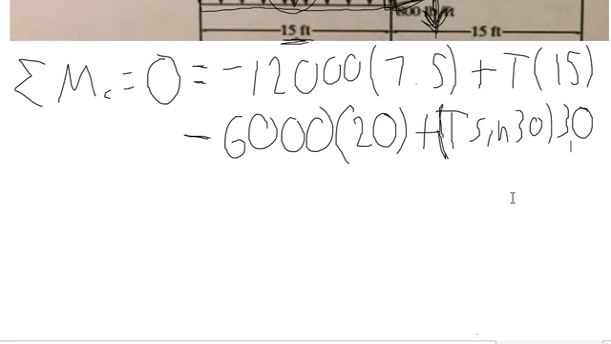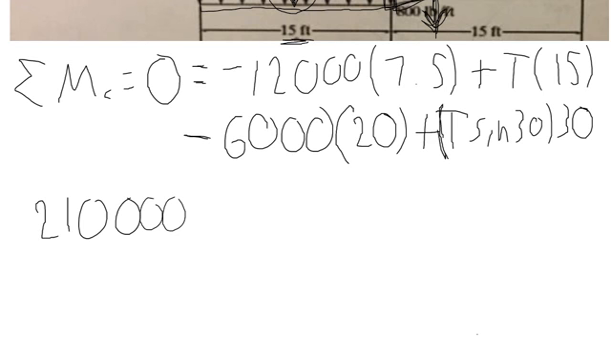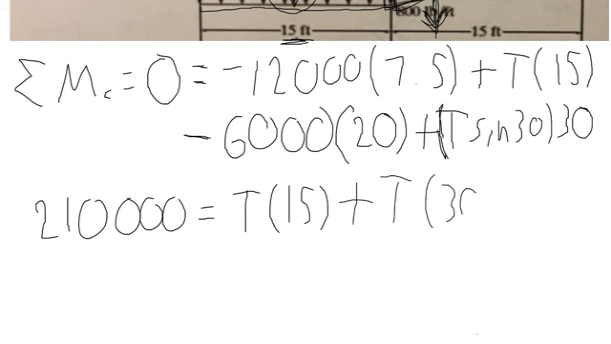When you take a second to look at this equation, there is only one unknown, which makes it very nice. We have one equation and one unknown, so this can be solved fairly simply. So we'll add the two terms without a T in them to the other side, and when you multiply 12,000 times 7.5 and add it to 6,000 times 20, you're left with 210,000. That is equal to T times 15 plus T times 30 sine of 30.